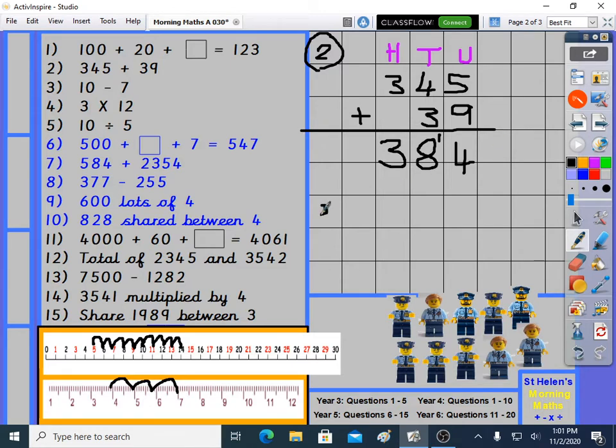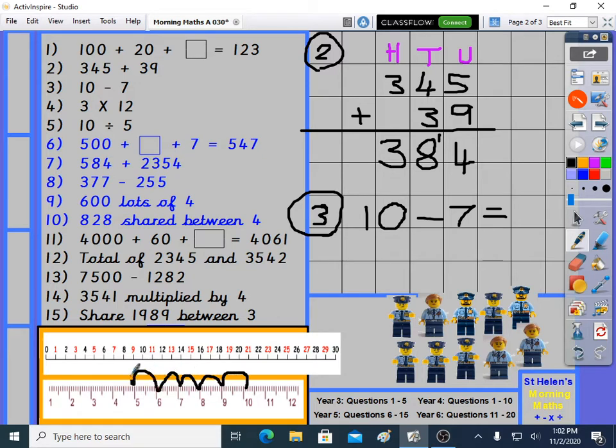Let's go on to question 3. Our minus questions are normally quite easy at the moment, but that'll be changing once you get through your minus topic. They'll start getting bigger soon. But for now, it's just 10 take away 7. We do this on the number line. Hopefully getting faster and faster at this if you use the number line. 10 take away 1, 2, 3, 4, 5, 6, 7. It is 3.